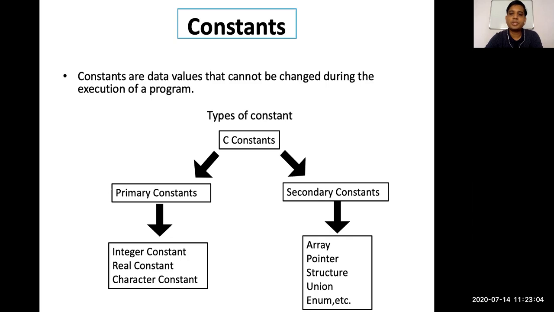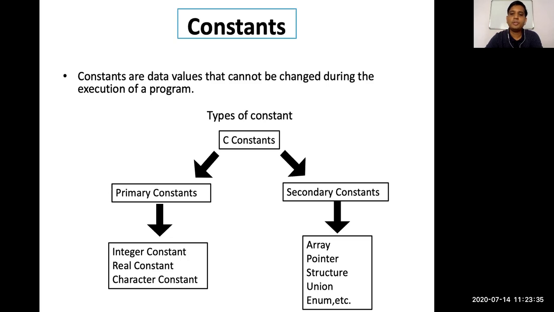Now secondary constants are somewhat different. Here we need to create user defined types. This is just like your array, pointer, structure, union, and the enum. These are known as your derived data types. And this integer, character, float, double, these are known as your basic data types. So these derived data types are derived from the basic data types. That's why they are known as derived data types.